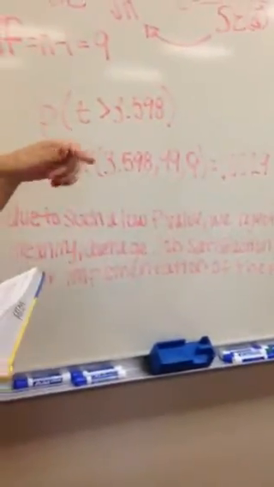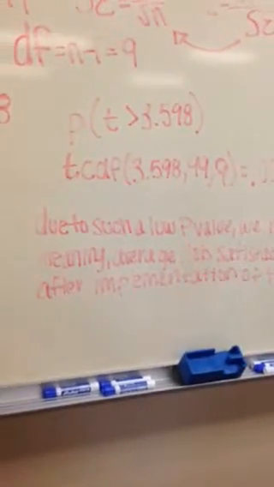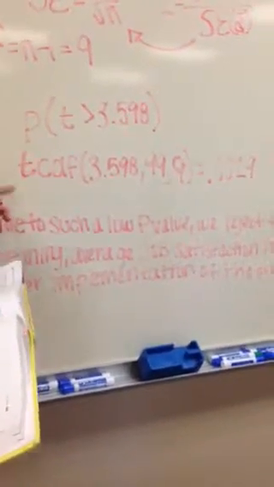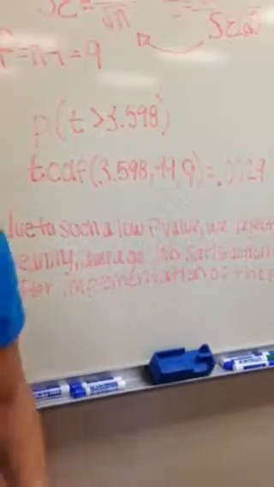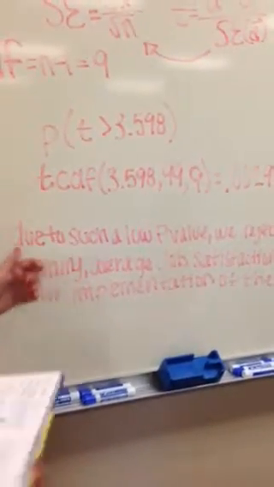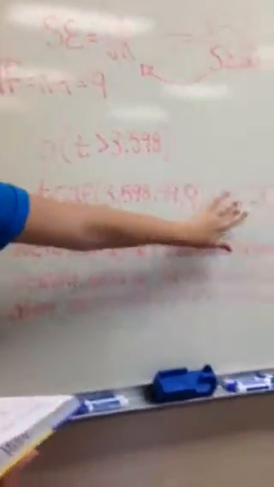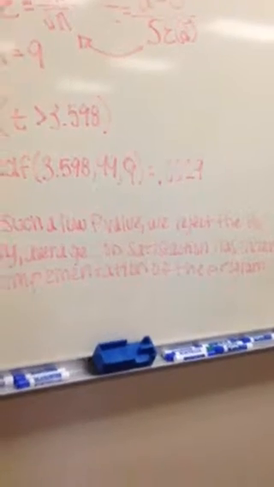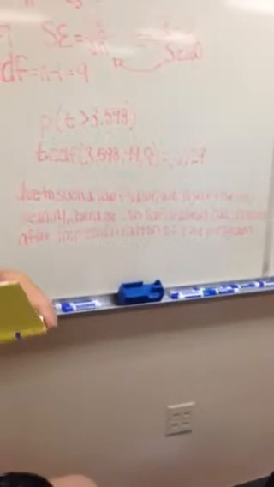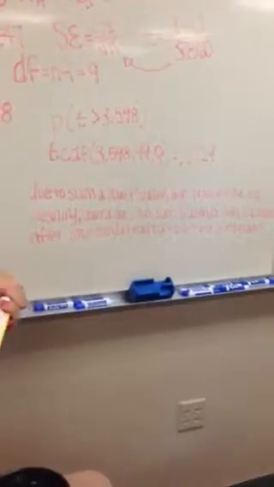And then you come over to your p-value, and you write out P(t is greater than 3.598 or 3.6), and then you go to your calculator, second distribution, and you go to tcdf, and then you plug in 3.598, then 99, and then 9 for your degrees of freedom, and then you get 0.0029. And then the conclusion is, due to such a low p-value, we reject the null hypothesis, meaning average job satisfaction has increased after implementation of the program.